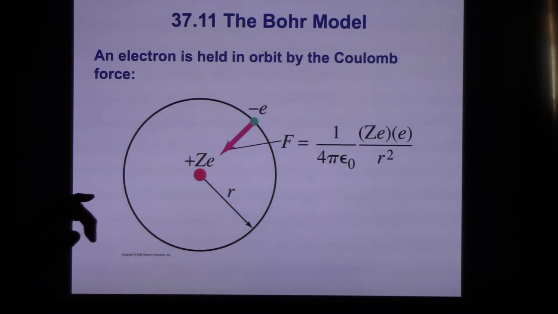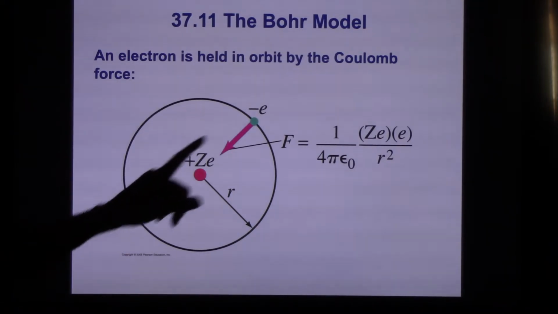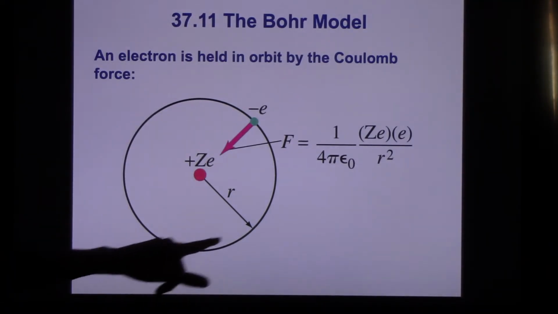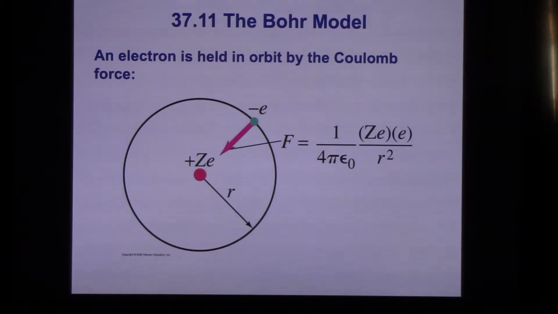Now Bohr, playing around with formulas from classical physics, imagined, what if you had an electron in a circular orbit? Well, that's just ridiculous. If an electron was in a circular orbit, the atom would be flat, right? It wouldn't be three-dimensional. Anyway, this is the way the Bohr model comes about.